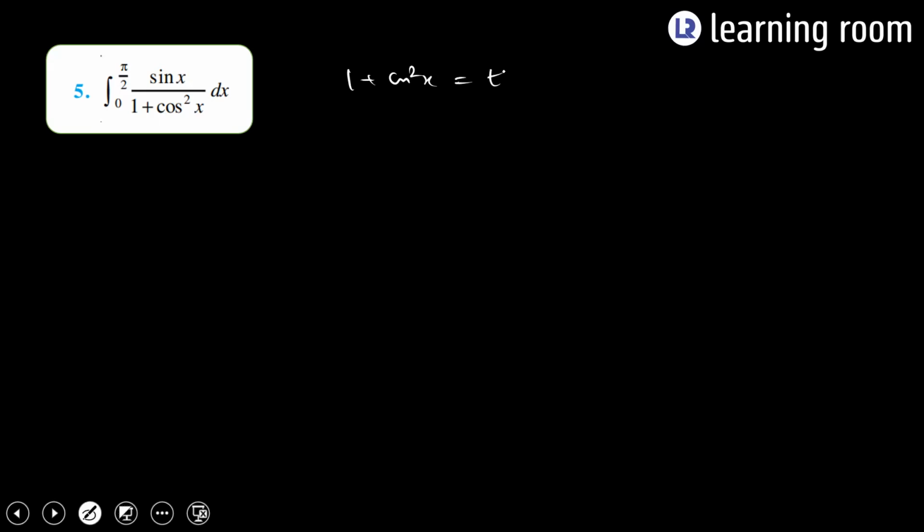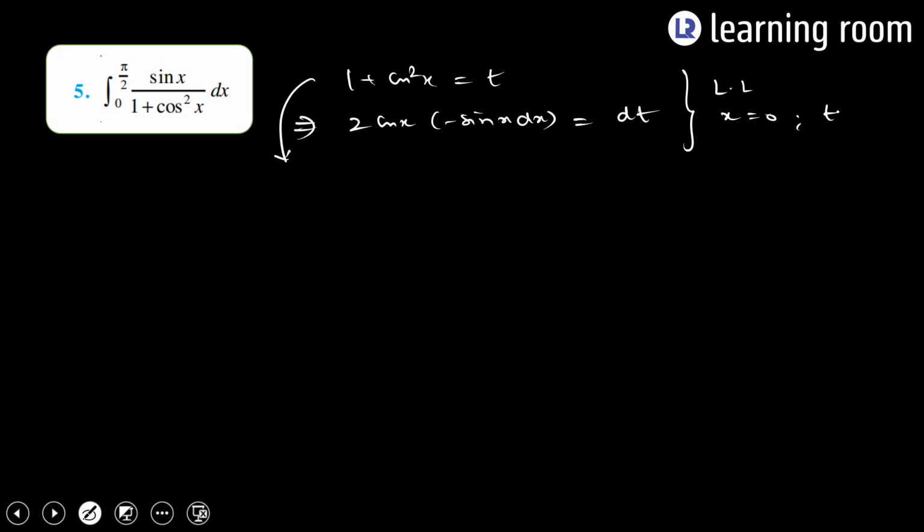So 1 plus cos square x is t, which implies 2 cos x into minus sin x dx is equal to dt. With this, if I change the upper and the lower limit, when the lower limit of x is 0, what would be the value of t? t would be 2. When the upper limit of x is pi by 2, the value of t will be 1. So I will change the limits from 2 to 1. Integral of 2 to 1, sin x dx is there.